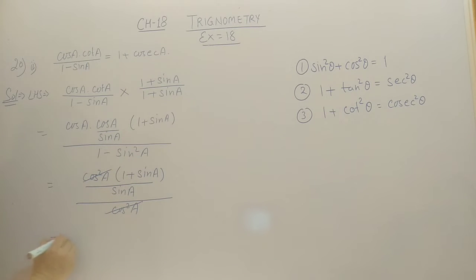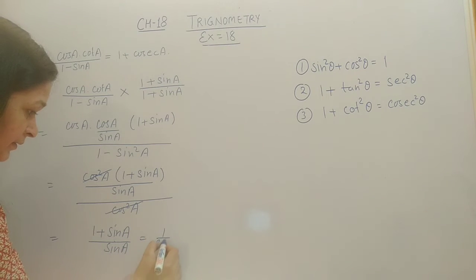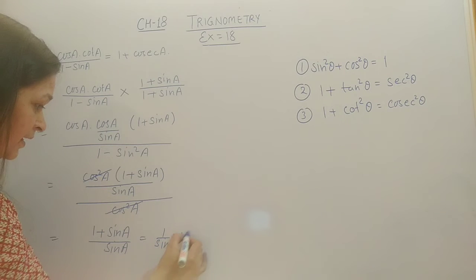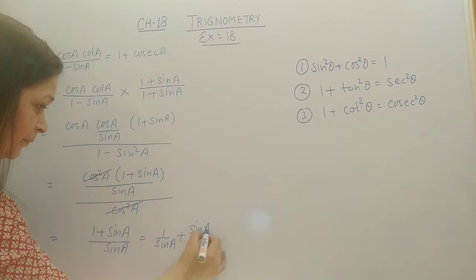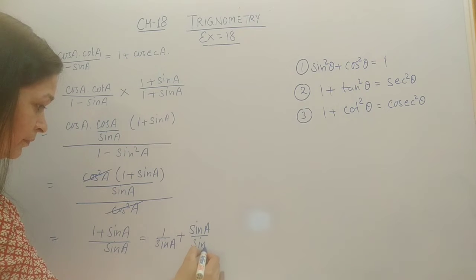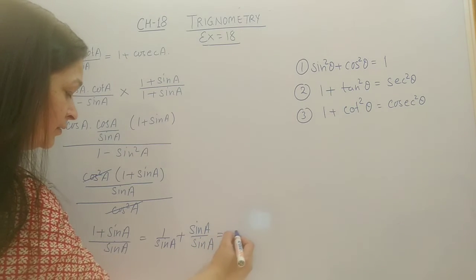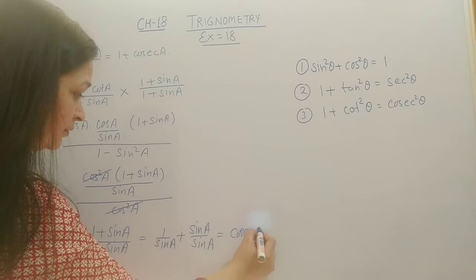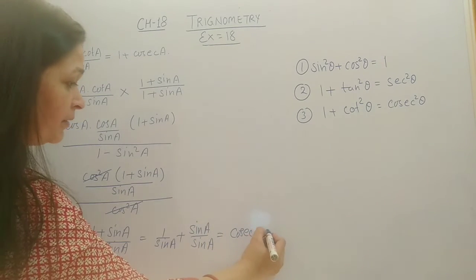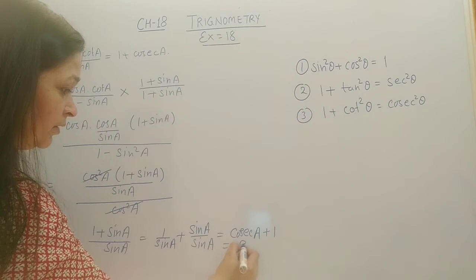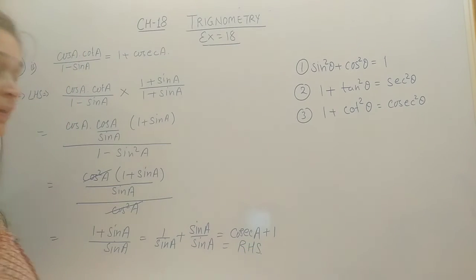Now we have 1 plus sin A by sin A, which we can split and write 1 by sin A plus sin A by sin A. 1 by sin A we can write as cosec A, and sin A by sin A will become 1, which is equal to our right side, hence proved.